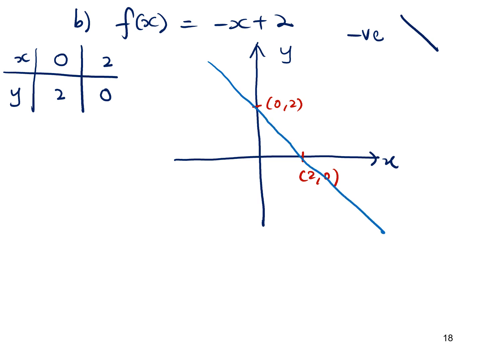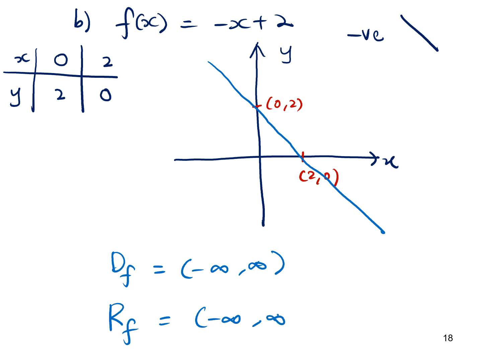After that, you connect these 2 points. Okay, you get a straight line with a negative gradient, so the domain is negative infinity to infinity, and the range is also negative infinity to infinity. For questions C and D, you try to solve it.